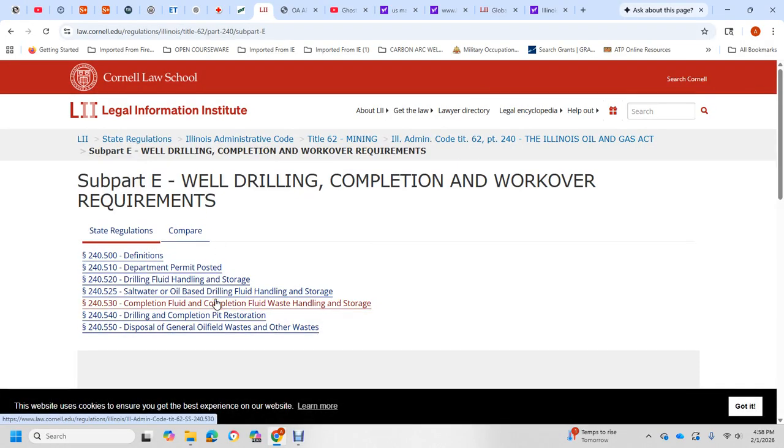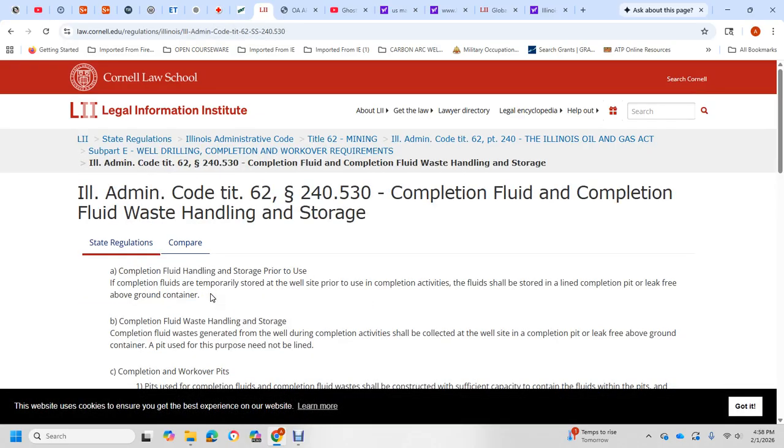530, completion fluid and completion fluid waste handling and storage. Completion fluid storage prior to use. Completion fluids temporarily stored at the well prior to the start of completion activity may be stored in a lined completion pit or leak-free above ground container.